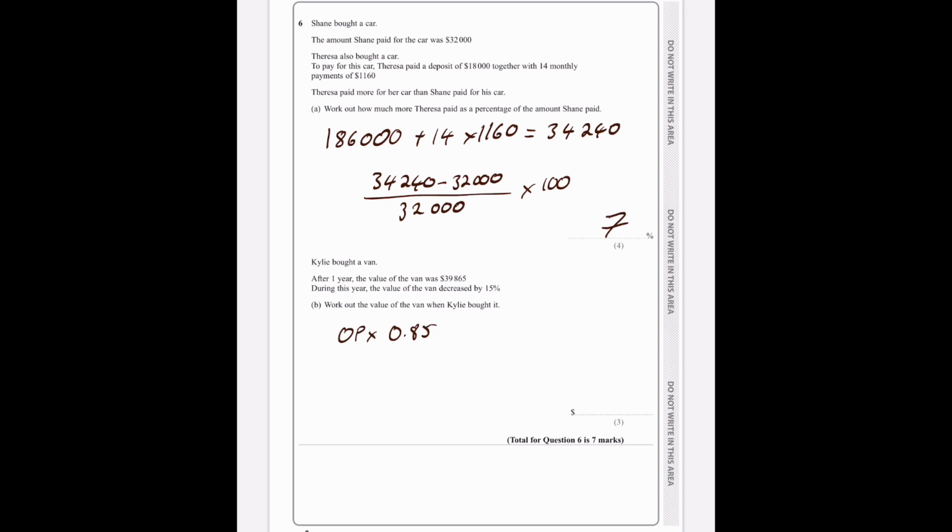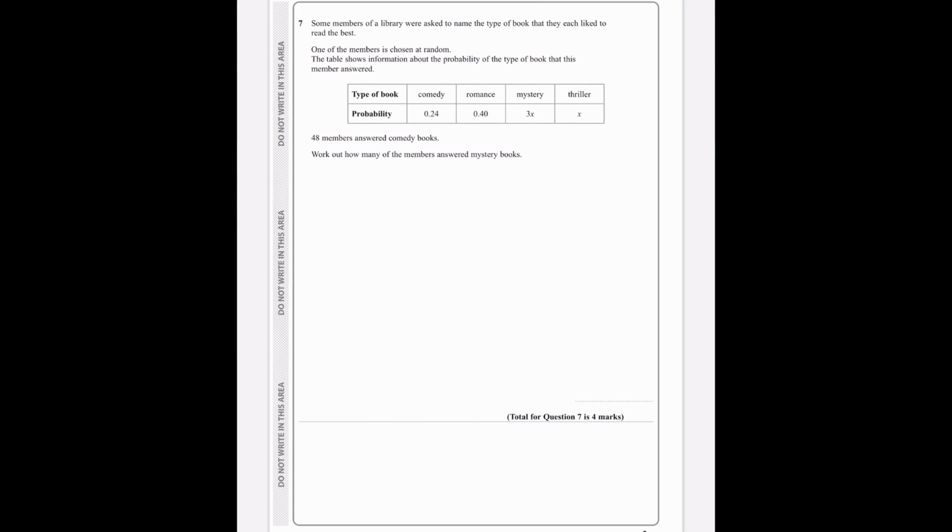Okay, for B, it's a reverse percentages question. So if we take the original price, or the old price, times it by 0.85, that represents a 15% decrease. We get the new price, it's 39,865. So if we divide 39,865 by 0.85, we'll get the old price, which is 46,900.